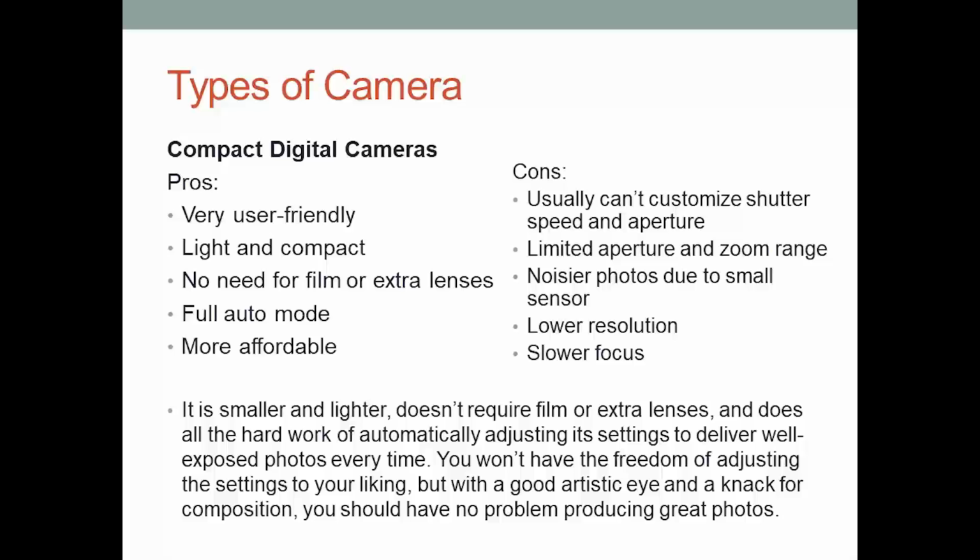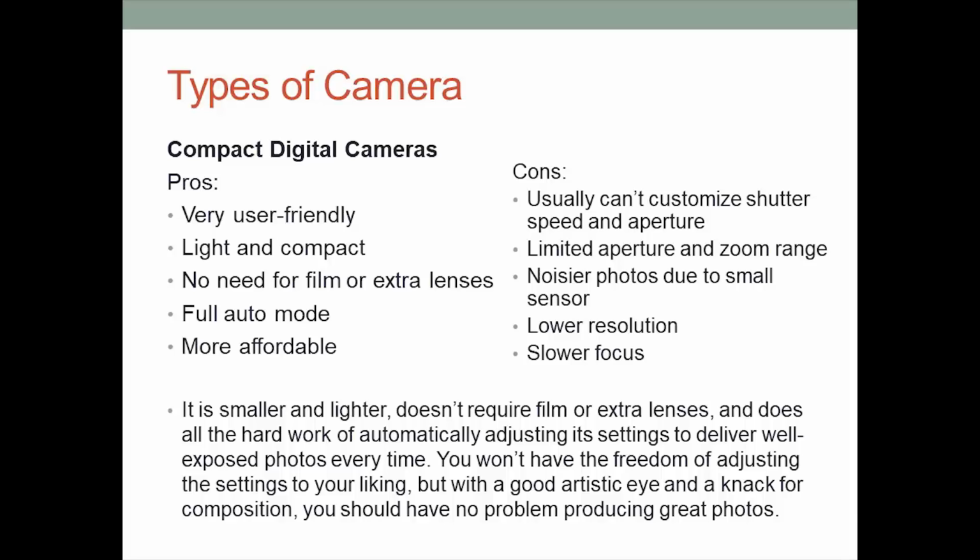Compact digital cameras have pros and cons. It is very user-friendly. It is light and compact. There is no need for films and extra lenses. It is fully auto mode and it is the most affordable. But compact cameras usually can't customize shutter speed and aperture. It has limited aperture and zoom range. It produces noisier photos due to the small sensor and produces lower resolution photos with slower focus.